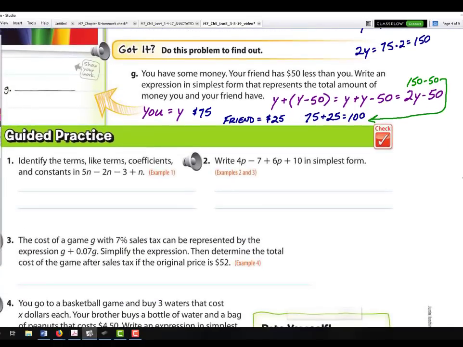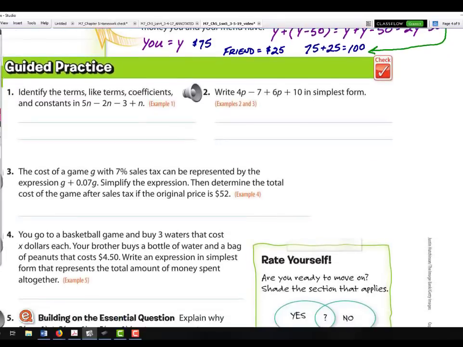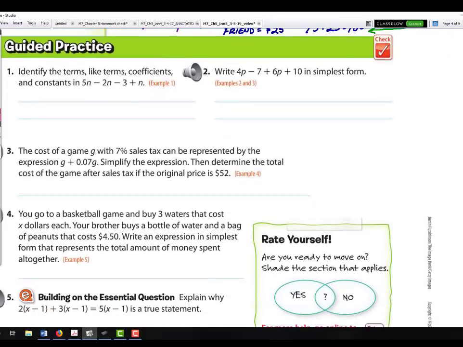So go ahead and do problems 1, 2, and 3 of these guided practice problems. Pause the video, do the problems, and then I'll turn things back on, and you can check your work.